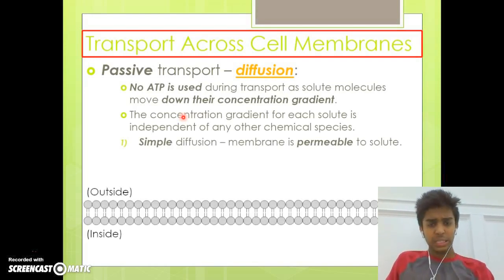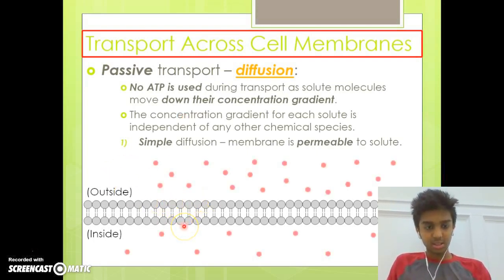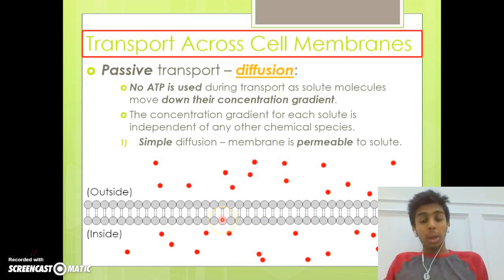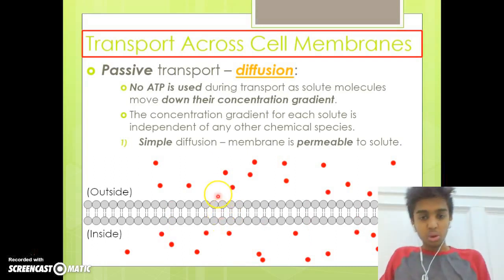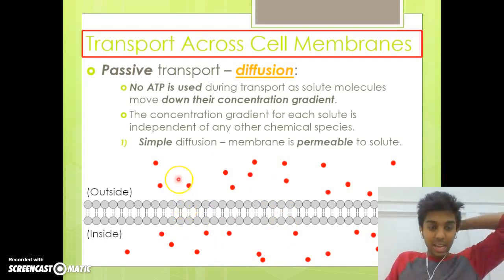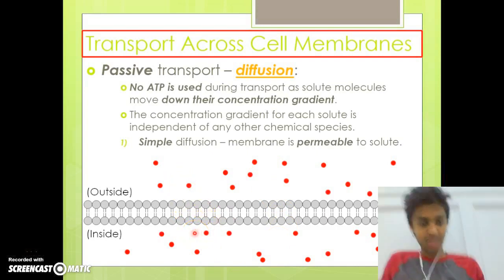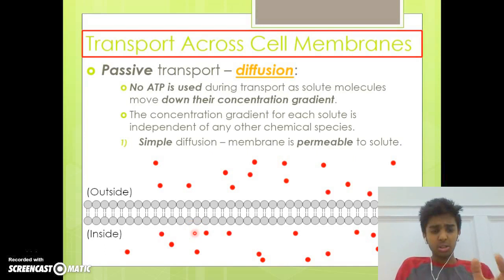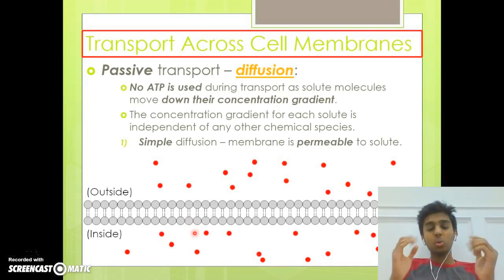Simple diffusion is when a membrane is permeable to the solute, which means it allows it. Let's look at this as an example. This is the outside, that's the inside. We have this many molecules outside, this many inside. Now these molecules want to move over, and they simply can because there's a higher concentration of the molecules outside at the start than inside, so they naturally move down their concentration gradient and enter the cell. Now there's an equal balance, which is equilibrium, which is what every single cell wants to achieve.